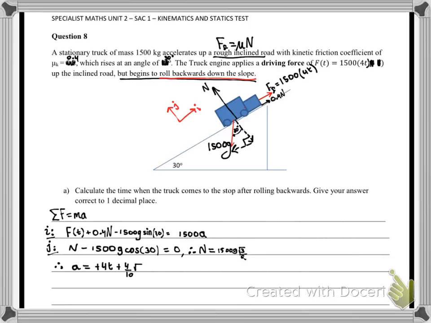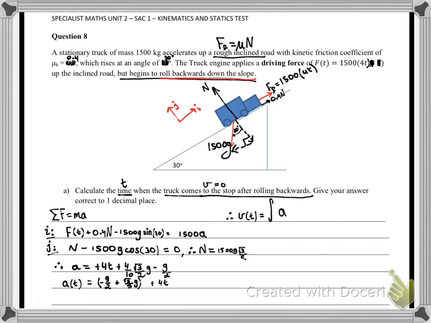Now let's take that value for our normal reaction force N and substitute it back into equation number 1. We put in all our values and simplify it down, and we get this expression for acceleration of the truck. Make sure you divide by 1,500 and we get this. So from this equation for acceleration, we need to work out some other properties like its velocity and the time it takes for the velocity to go to 0. That's when the truck stops.